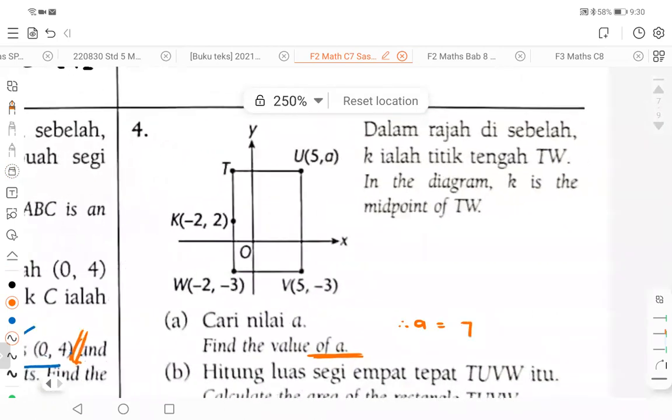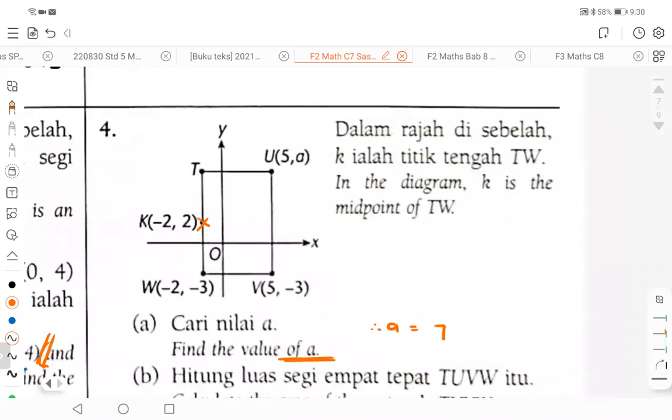So we have K is the midpoint of TW. Just now you mentioned that the distance KW is 5 units, K to W. So K to T is also 5 units above, plus 5. So now we write down the coordinate of point T. Same x, negative 2. So 2 plus 5 is 7. T is negative 2, 7.